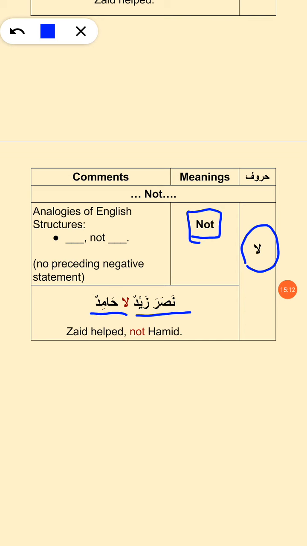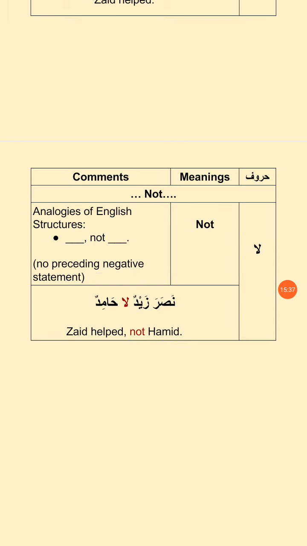So it rained, not snowed. I slept, not watched movies. So you're going to mention the correct information first in the pre-ataf portion, and then the wrong information in the post-ataf portion. And of course you are not going to have any preceding negative statement, because you're mentioning the correct information in the pre-ataf portion.